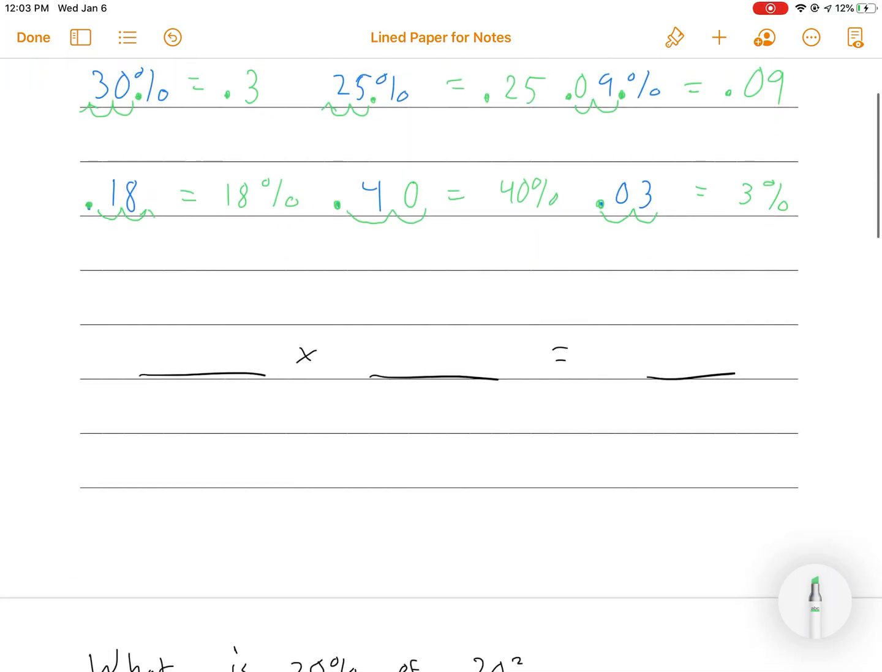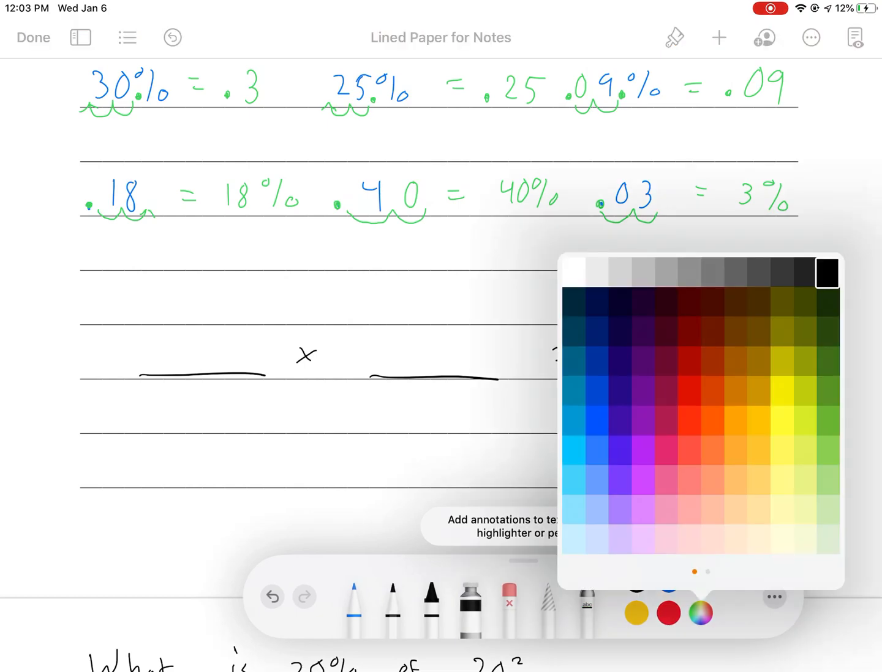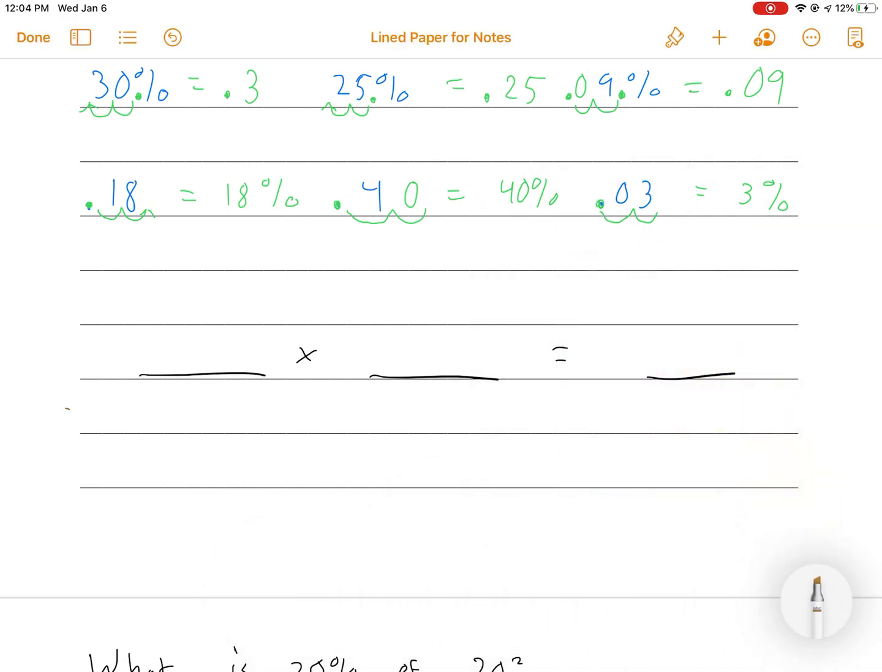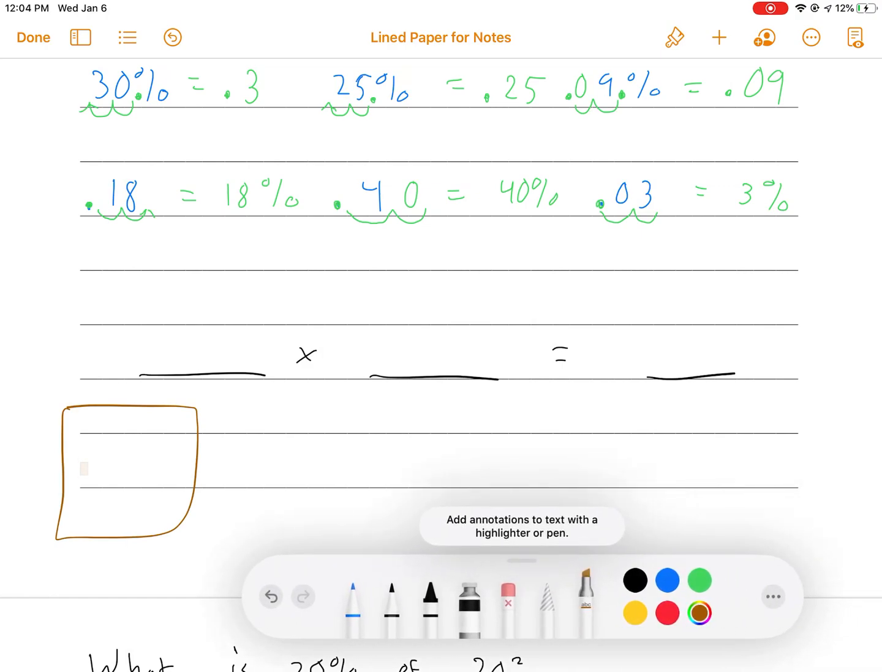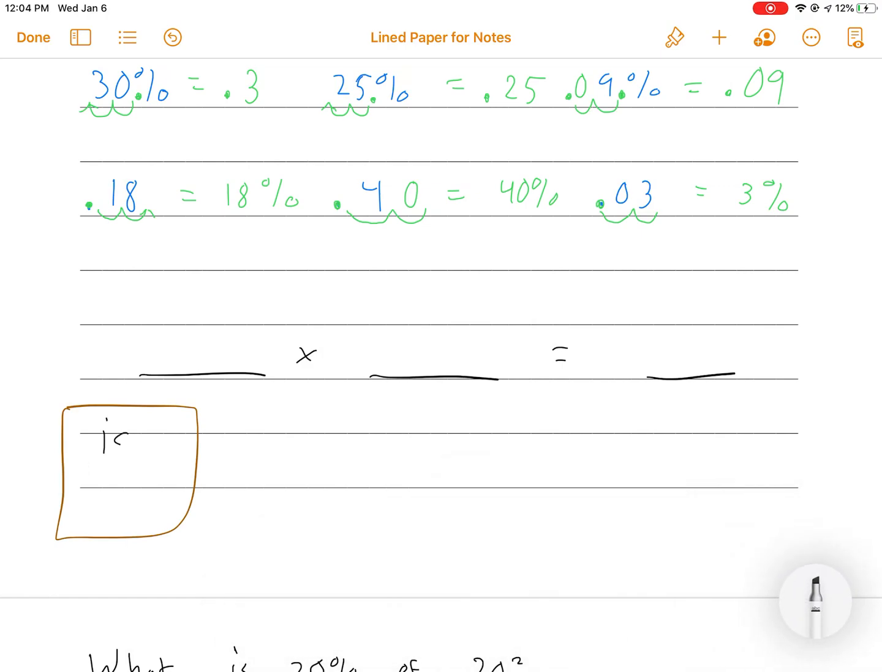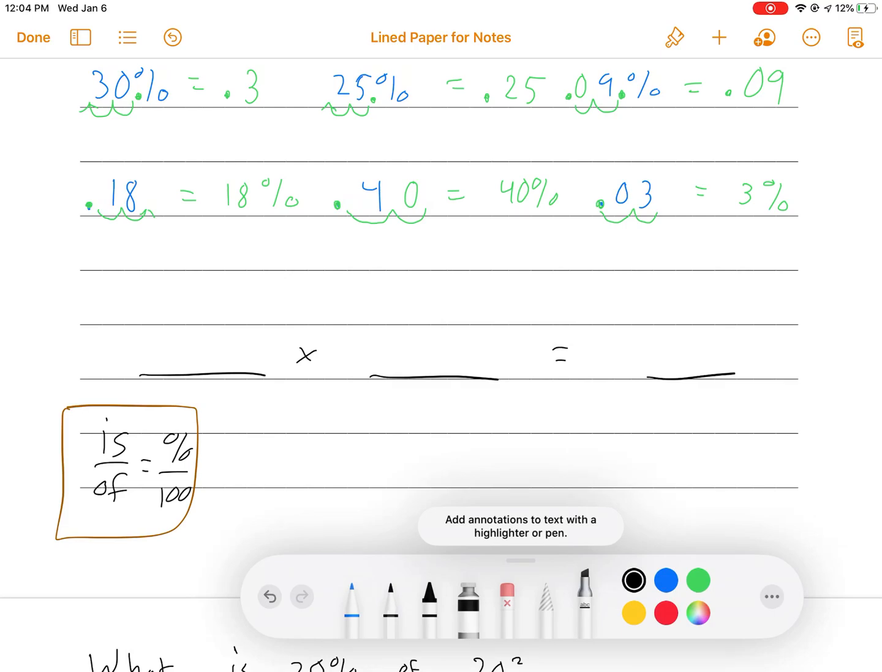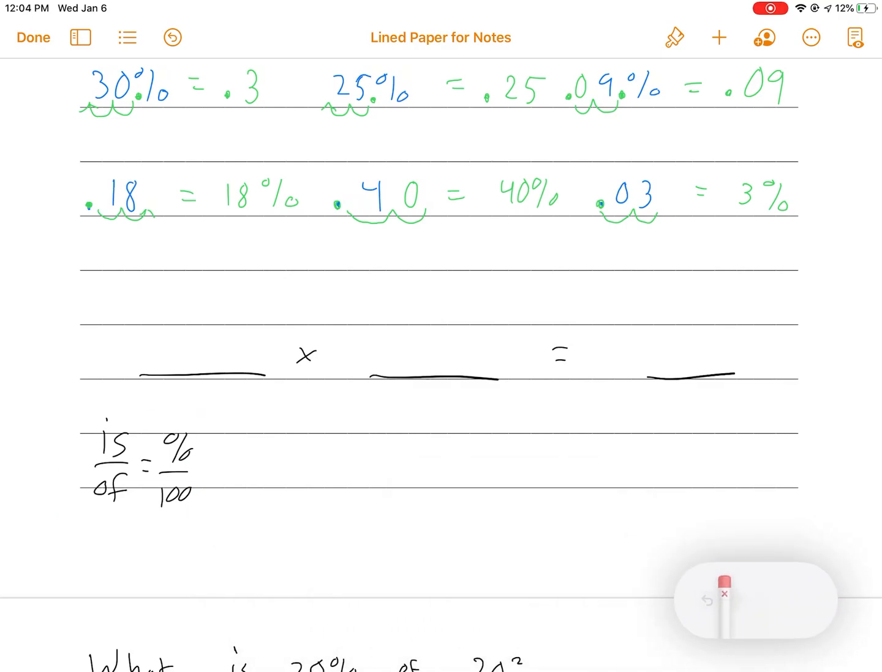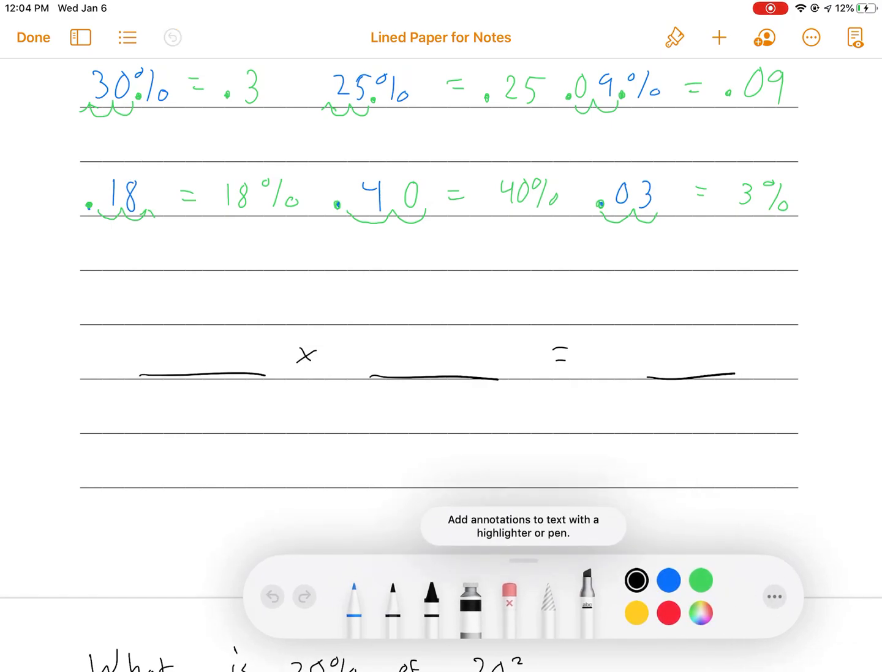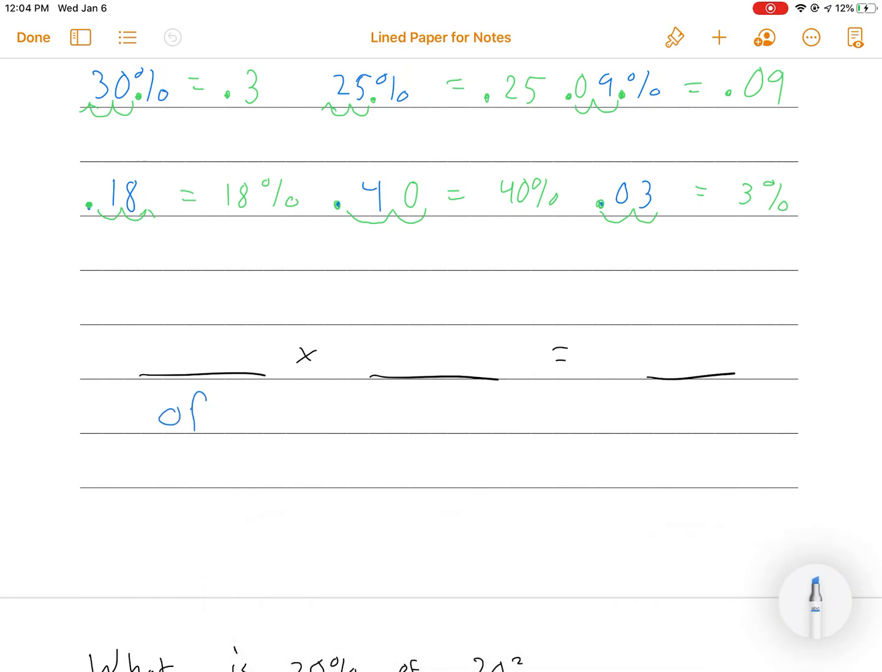But before we get into actual problems, I want to just talk about the template. You don't have to write this down because it's in brown, but you probably remember of over is equals percent over 100. You probably remember this proportion, and you probably remember that being what all you need to write down. When we use the equation, it's a little bit different. They're in a bit of a different order.